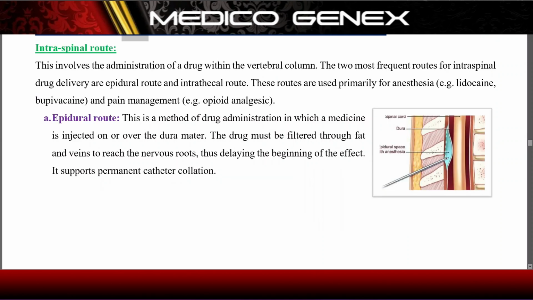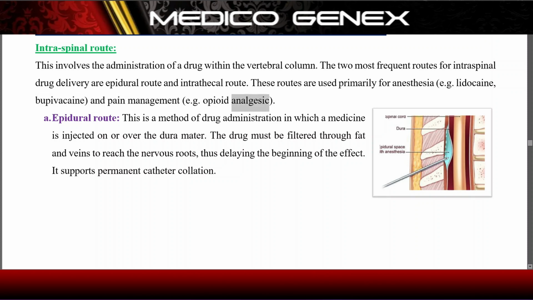Other less frequent routes, specialized parenteral routes, are summarized below. Intraspinal route. This involves the administration of a drug within the vertebral column. The two most frequent routes for intraspinal drug delivery are epidural route and intrathecal route. These routes are used primarily for anesthesia, e.g. lidocaine, bupivacaine, and pain management, e.g.